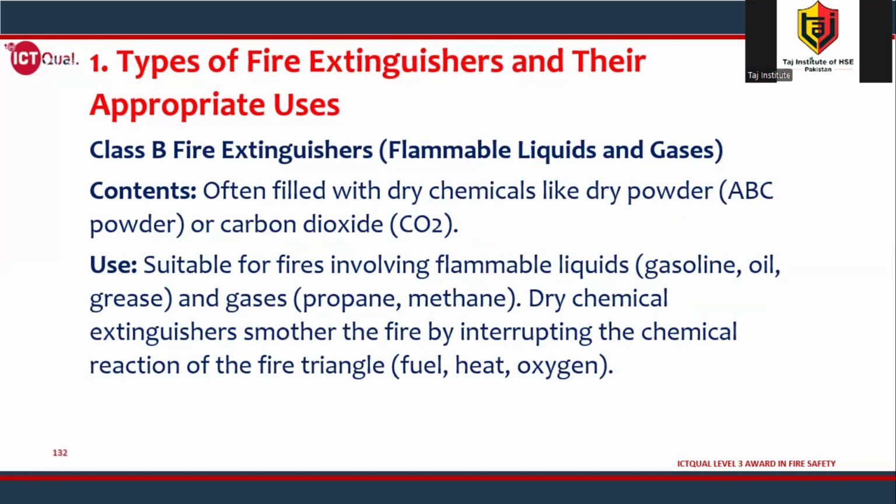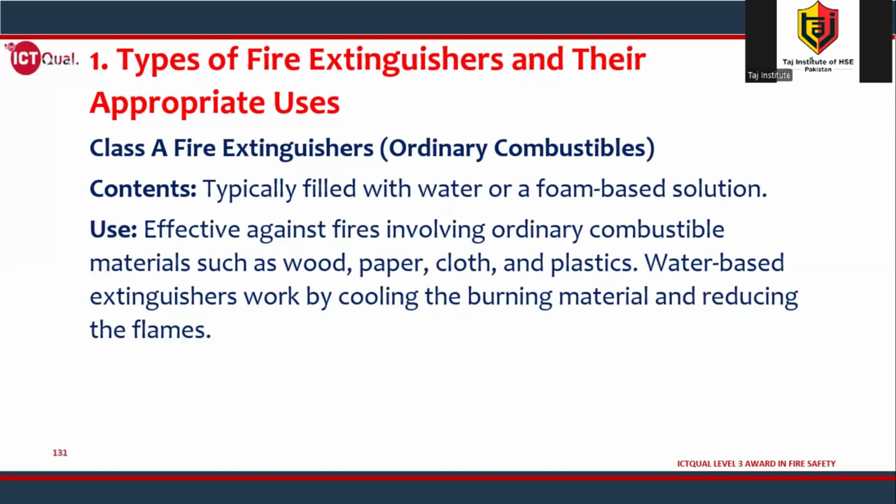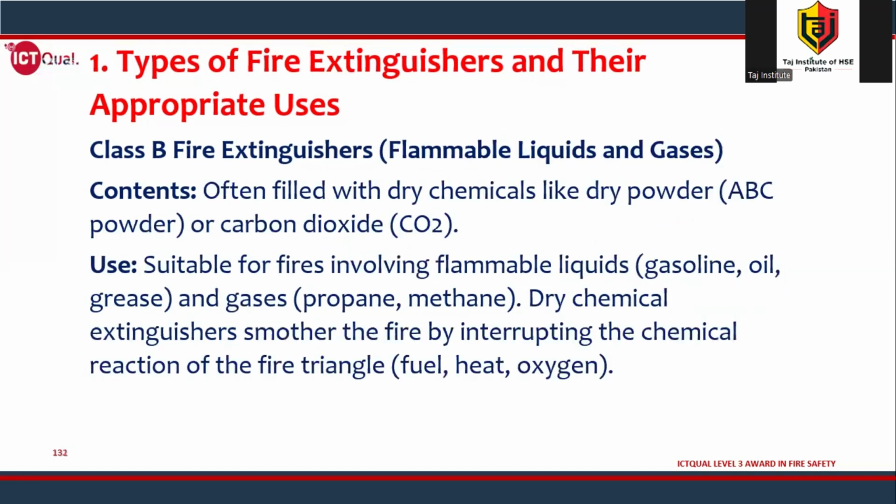Next type is Class B fire extinguishers. There are different types of fire extinguishers. First one was Class A, and this is Class B. These Class B fire extinguishers are often filled with dry chemicals like dry powder, ABC powder, or carbon dioxide CO2, suitable for fires involving flammable liquids. If the fire ignites in gasoline, grease, propane, methane, or fuel tanks, Class B fire extinguishers will be used for that fire.